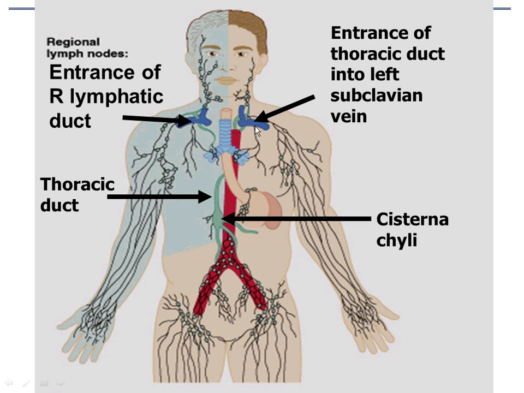A vessel that returns lymph to the blood supply is a duct, and we have two, right? Lymphatic or thoracic. The last structure you see here is a convergence of large vessels, the convergence of trunks, and that structure in the abdomen here, that's the cisterna chyli. So it's a convergence point.